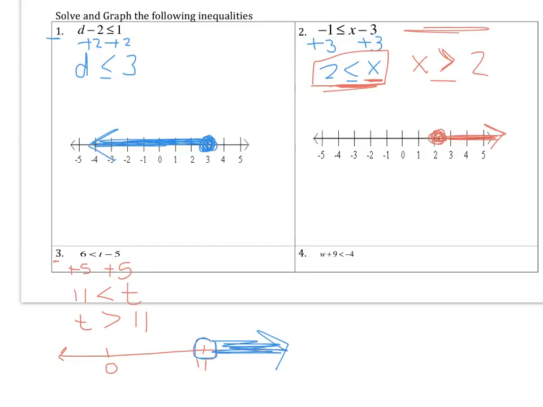Number 4, I'm getting W alone by subtracting 9. I now have W is less than negative 13. I've got the variable on the left, so everything's good. I'm putting 0 here. Negative 13 is way to the left of it. Have an open circle and less than, so I'm shading to the left.